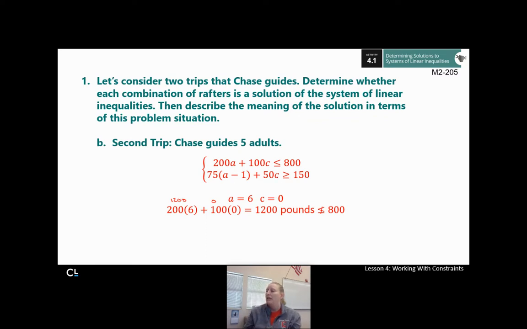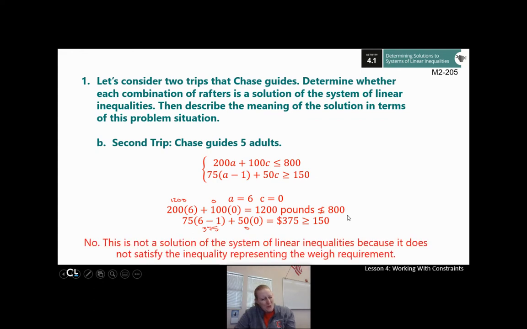Plug in 6 for A, plug in a 0 for C. So I now have 75 times 6 minus 1 plus 50 times 0. Well, 6 minus 1 is 5, and I've grabbed my calculator over here. 75 times 5 is 375. Make a little note there. And of course, 50 times 0 is 0. So he would make a lot of money. $375 is definitely greater than or equal to 150. But he's over the weight requirement.